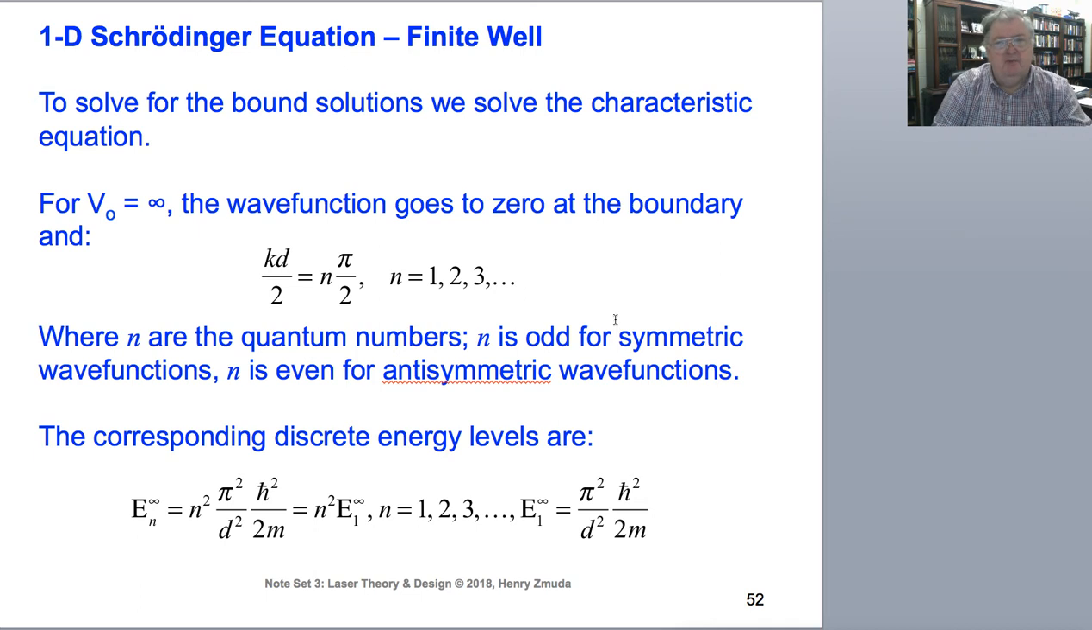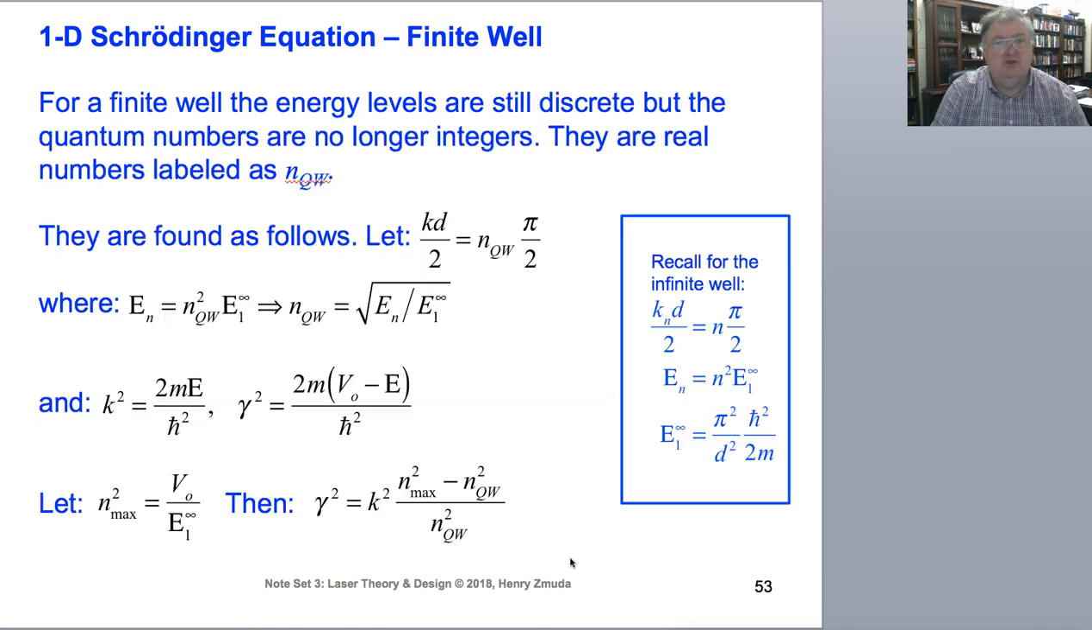Well, again, as a reminder, for the case of the infinite well, when V0 equals infinity, the wave function goes to 0 at the boundaries, and what we found was that kd over 2 was an integer multiple of pi over 2, where n are called quantum numbers, and n was odd for the symmetric wave function, n was even for the antisymmetric wave function, and again the discrete energy levels that we solved for were given by, well, you recall what we did. That was relatively simple, right? It was given by the expression shown here.